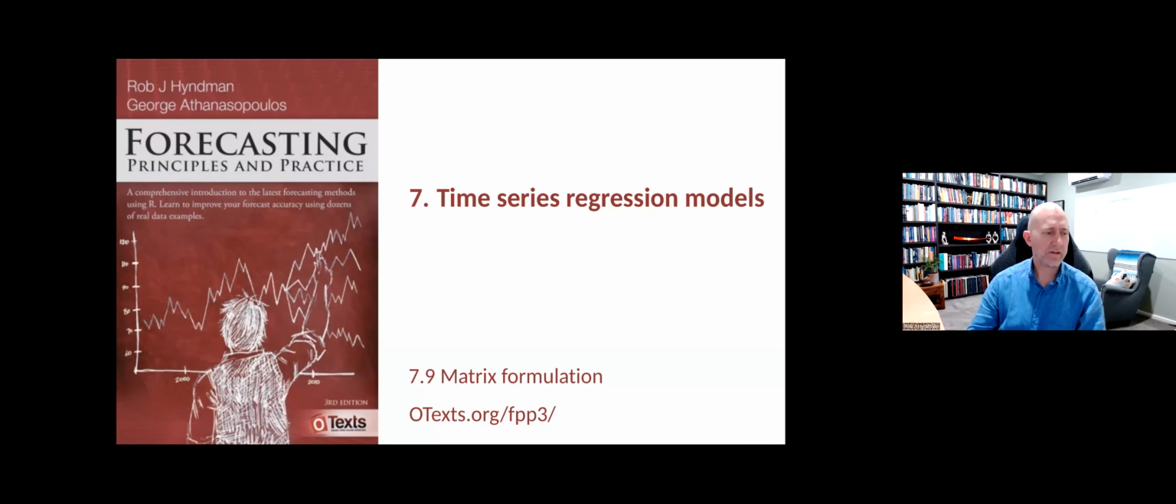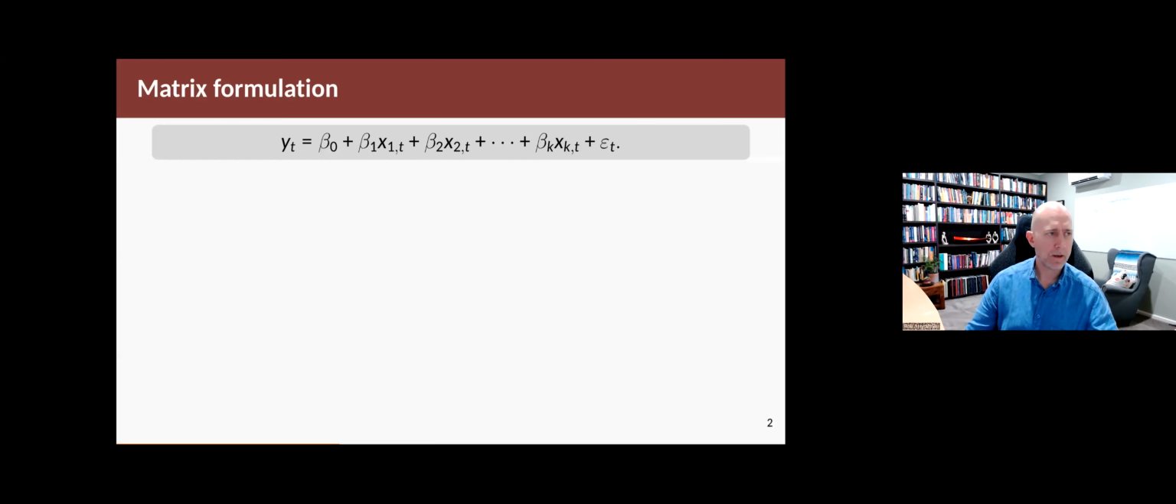In this section, we show some of the benefits of using matrices when we work with regression models. So the way to write the model down, the way we have written it down so far in the chapter, is like this, where each value of y at time t is some function of the values of all of the x variables at time t plus an error term.